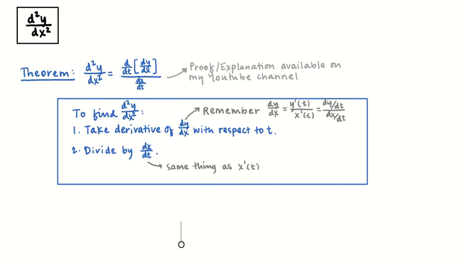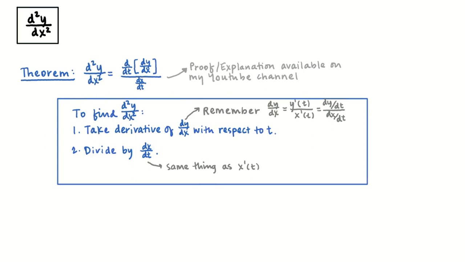So if we want to find the second derivative of y with respect to x, what we're going to do is take the derivative of dy/dx, and then not forget to divide by dx/dt. Now, the reason why we need to divide by dx/dt is something I'm not going to go into in this video.